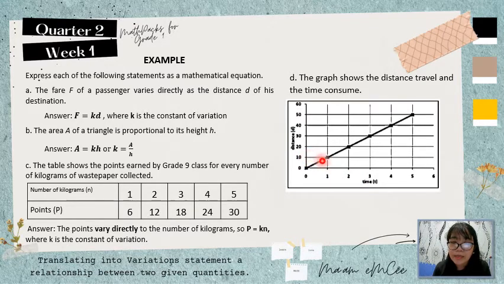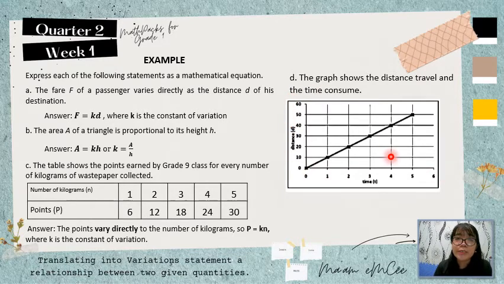So that is 10. And then if the time is 2, then the distance traveled is 20. If the time is 3, perhaps 3 hours, then the distance traveled is 30. For 4 hours, that is 40. And then for 5 hours, that is 50. Now, what can you notice? Okay, so notice that as the time increases, our distance also increases.